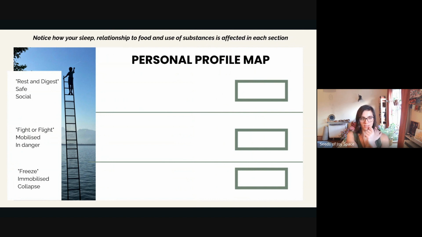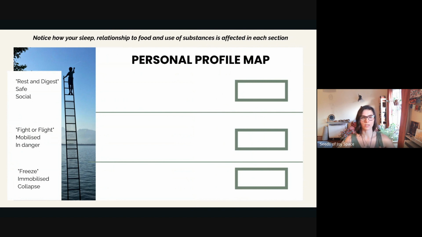And we are going to look at this personal profile map. What you can do on the piece of paper, you can just draw whatever I have here, like 3 lines or 2 lines, to divide it into 3 sections. And then we will have the freeze at the bottom, and then fight or flight in the middle. And then at the top, we will have rest and digest. And here we are going to start from the bottom, just like I started when I was going through each of the responses.